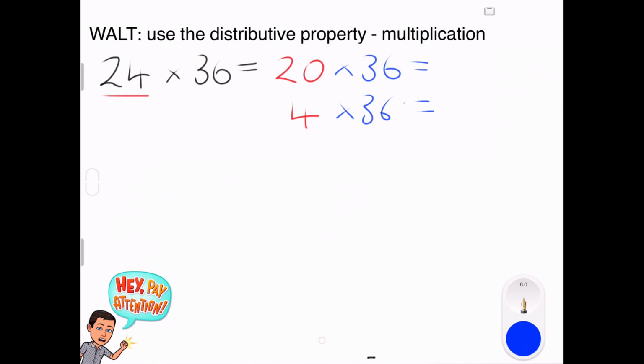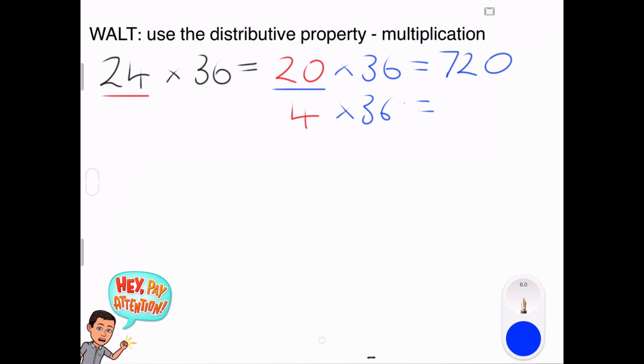Now the great thing is that because I've broken this down into a number containing a 0, I can actually just cancel that 0 out while I try and solve it. So I'm just going to go 2 times 36. Well, I know that is 72 because I've just doubled it. And then I'm going to put that 0 back on it at the end. So 720. 20 times 36 is 720.